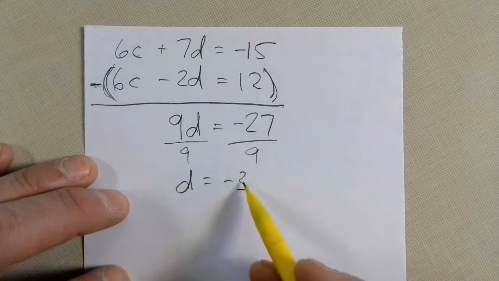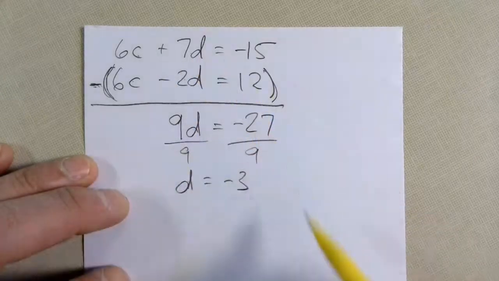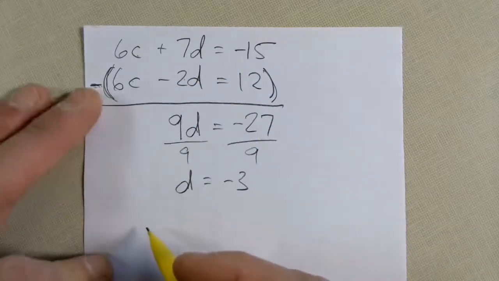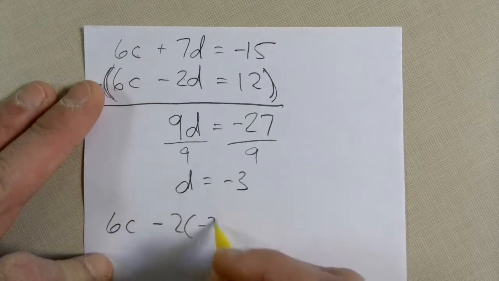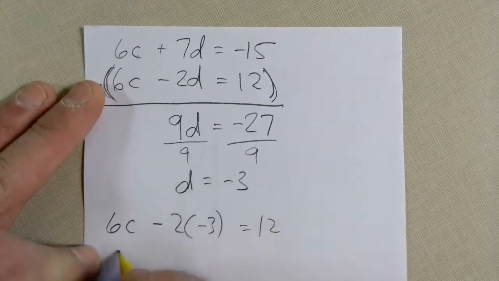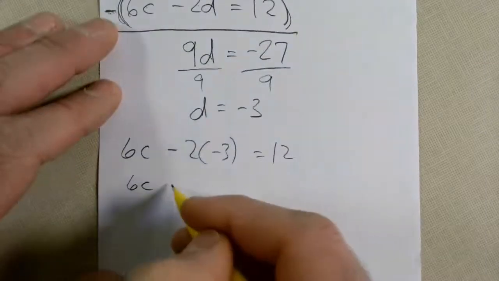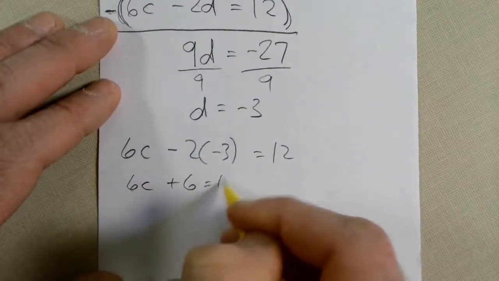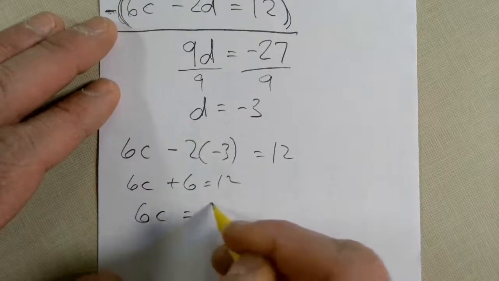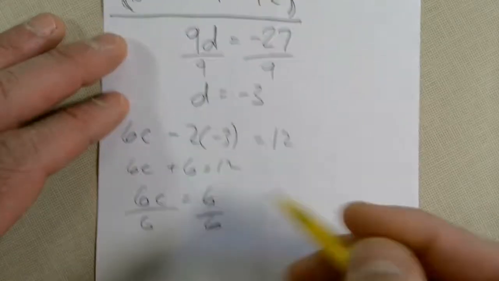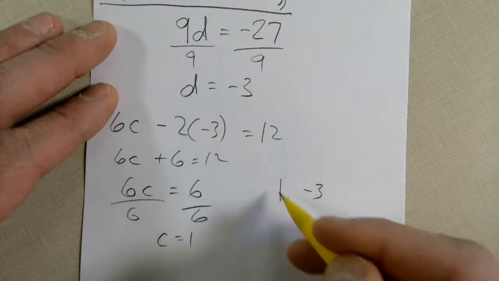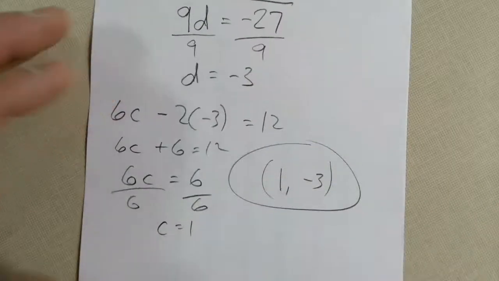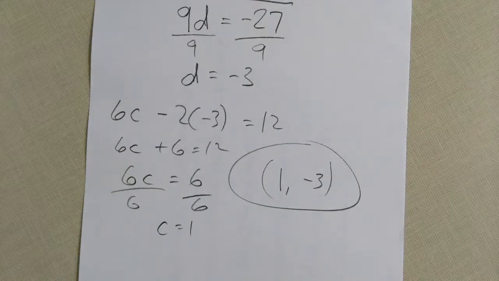Take negative 3 and plug it back in up here, either one. I'm going to do the second one this time. So 6c minus 2 times negative 3 equals 12. 6c plus 6 equals 12. 6c equals 6. So c is equal to 1. So I have 1, negative 3 as my solution set. Okay. That's really all there is to this.